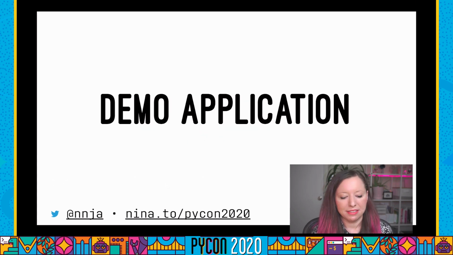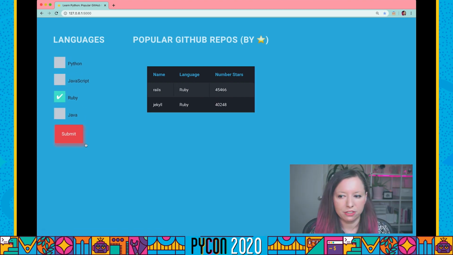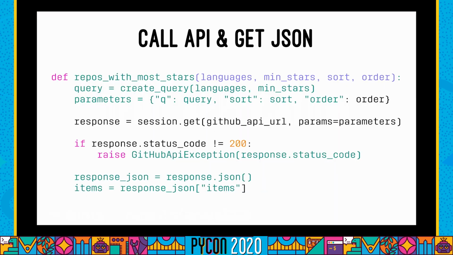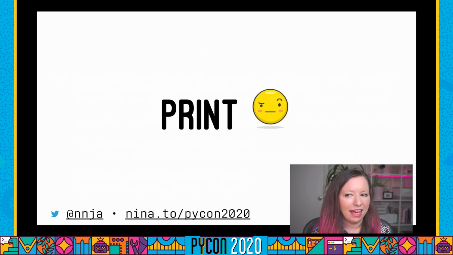I'm going to show you a little demo application. It's a very simple Flask app. There's no data store, and it uses the GitHub Search API to look for popular libraries by stars based on language. And the API data that comes back is JSON, which is pretty standard stuff. Now, this is the meat of the code for this application. We call into the GitHub API, we get a response back, and that response is JSON, and then we do something with it.